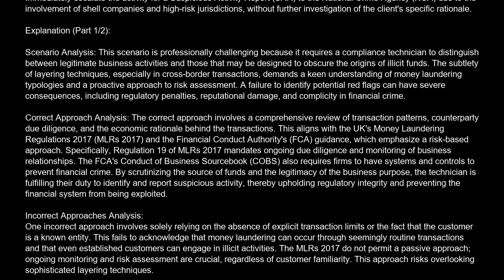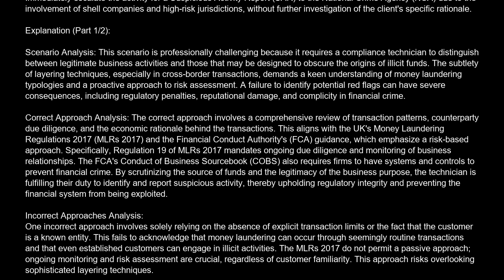Specifically, Regulation 19 of the MLRs 2017 mandates ongoing due diligence and monitoring of business relationships. The FCA's Conduct of Business Sourcebook, COBS, also requires firms to have systems and controls to prevent financial crime. By scrutinizing the source of funds and the legitimacy of the business purpose, the technician is fulfilling their duty to identify and report suspicious activity, thereby upholding regulatory integrity and preventing the financial system from being exploited.